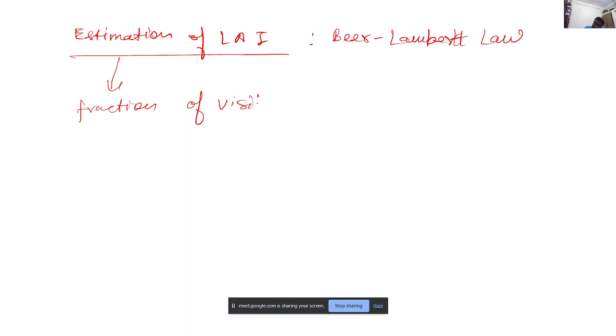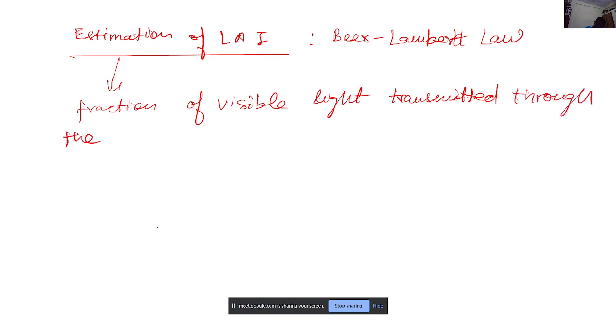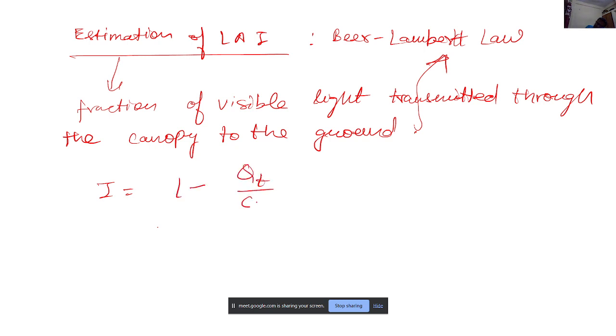The funda is to understand what fraction of visible light is transmitted through the canopy to the ground, which is also known through the Beer-Lambert's law. So the equation is: 1 minus Qt by Q naught equals 1 minus e to the power minus k times LAI.